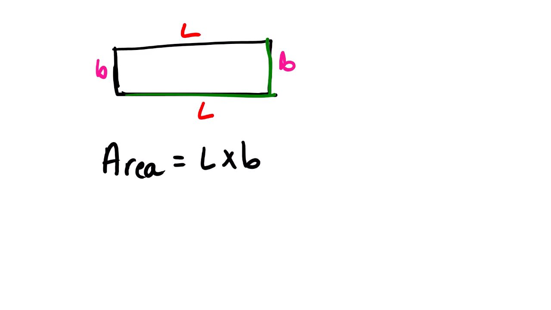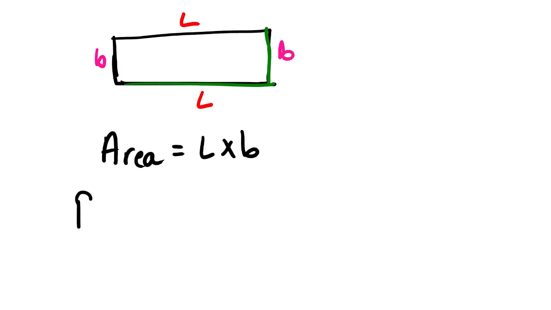Our next shape is a rectangle. Now we can see the properties of a rectangle: 2 opposite sides are equal, but not all the sides are equal. So we have length, we have breadth or width. In this case, let us use letter B. So to calculate the area of a rectangle, we are going to take this side multiplied by this side. So we have L multiplied by B.